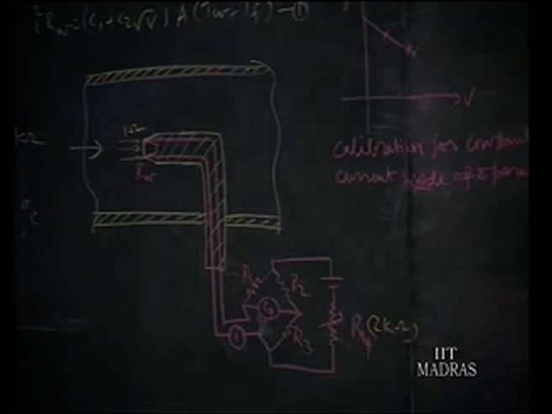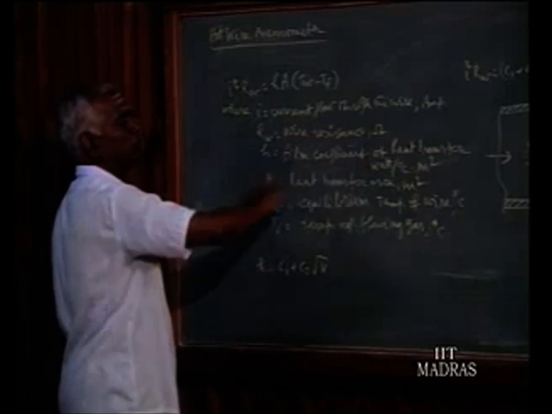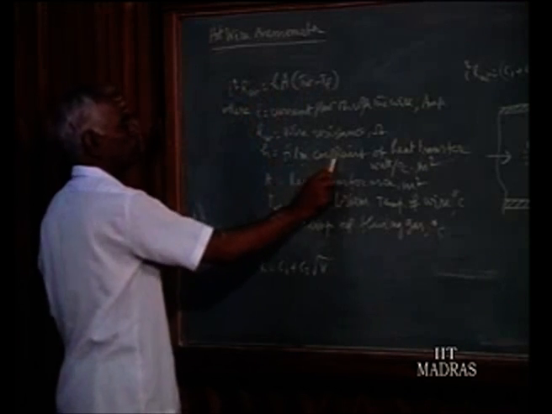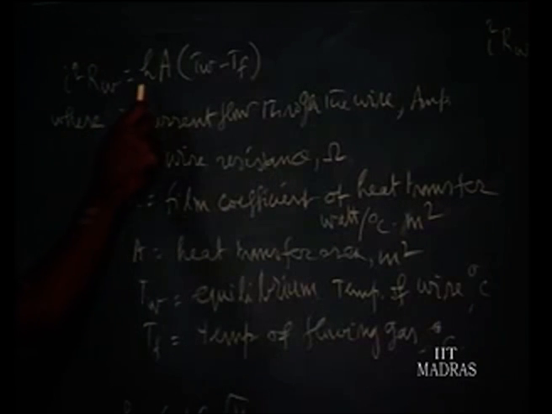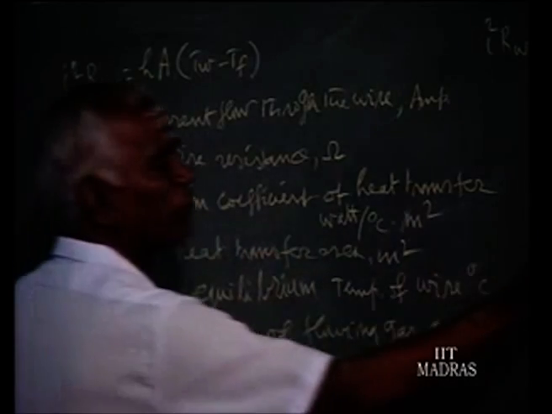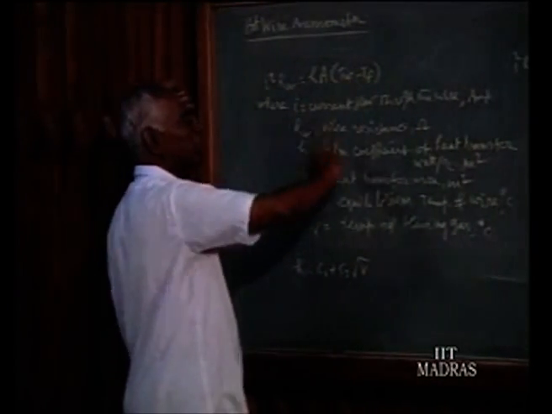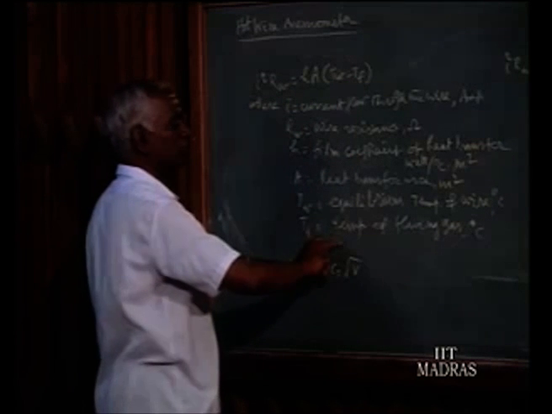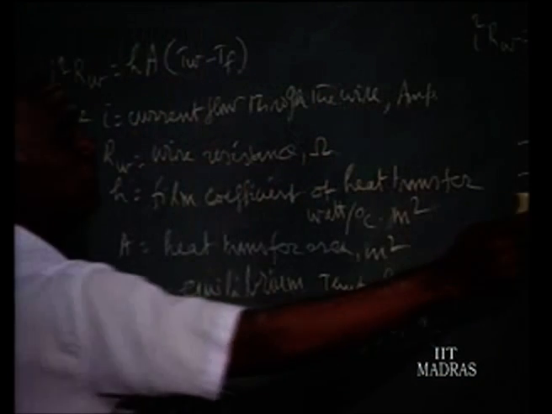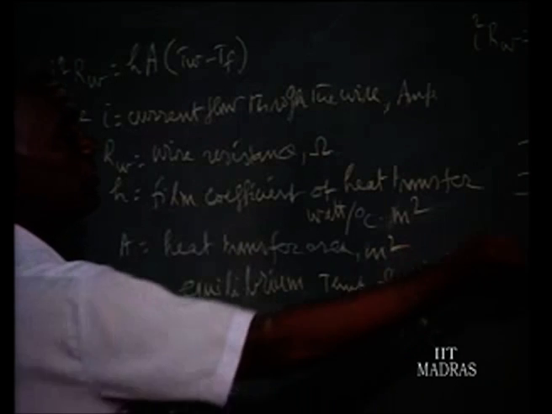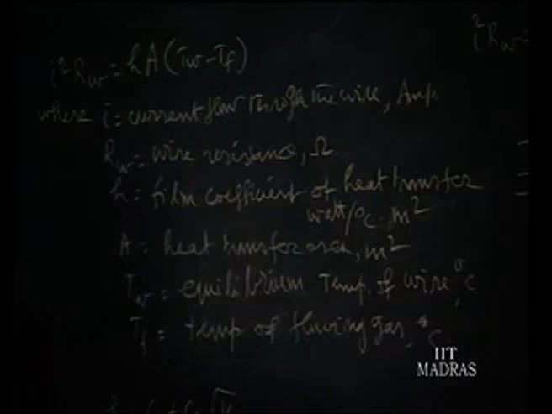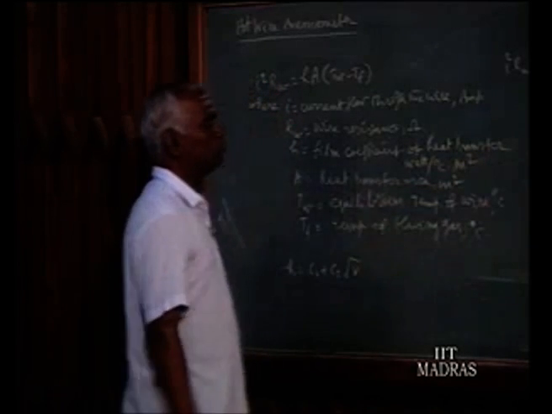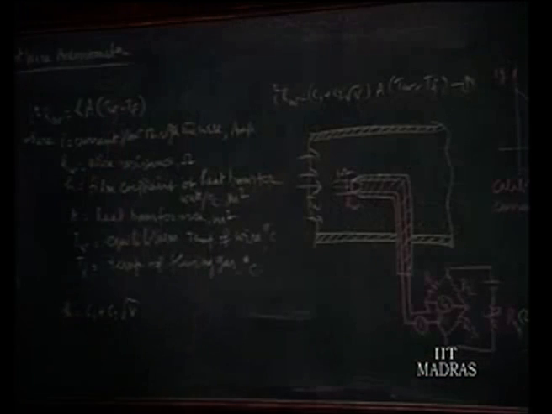What is the governing equation for this heat dissipation? I squared Rw equals h into A into (Tw minus Tf). I is the current flowing through this exposed wire, h is the film coefficient of heat transfer in watt per square meter per degree centigrade, A is the surface area of the wire, Tw is the wire temperature and Tf is the gas flow temperature, because heat flows from higher temperature to lower temperature. So the wire will be at high temperature. When we switch on the power supply to the bridge network, due to current flow the temperature is raised to a high level, and from there the heat is dissipated to the flowing fluid. This is the governing equation.